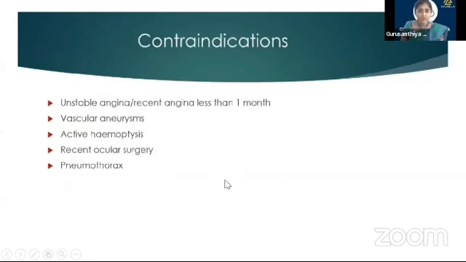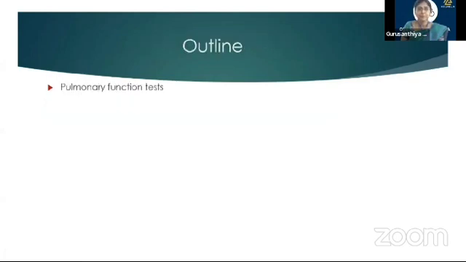What are the contraindications for it? Unstable angina, any recent angina within 1 month, patients having thoracic aortic aneurysm or cerebral aneurysm, all those patients are contraindicated to undergo a pulmonary function test. Any patient who has active hemoptysis, who has undergone a recent ocular surgery less than 1 month ago, and who has a pneumothorax are contraindicated to undergo a pulmonary function test.